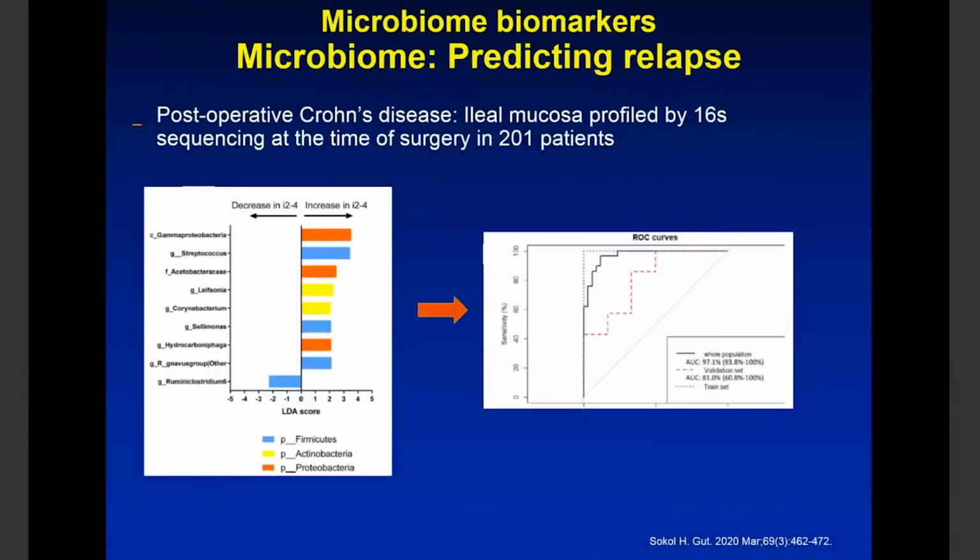A similar observation was also made in the postoperative Crohn's disease cohort, which is another exciting model to look for relapse. In this very elegant French study that did 16S sequencing and metagenomics in 200 patients with Crohn's disease undergoing ileal resection, they showed that using microbial signatures present at the time of resection, you can clearly identify which patients are going to have endoscopic recurrence, with an area under the curve of 97% in their entire population and about 80% in their validation cohort, showing that if you have a depletion of Ruminococcus, you're less likely to relapse.